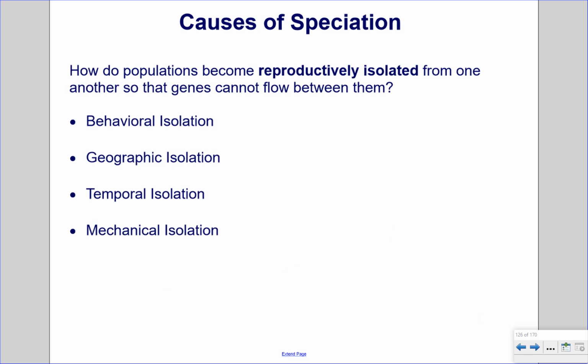Causes of speciation. How do populations become reproductively isolated from one another so that the genes cannot flow between them? There is behavioral isolation, geographic isolation, temporal isolation, and mechanical isolation.